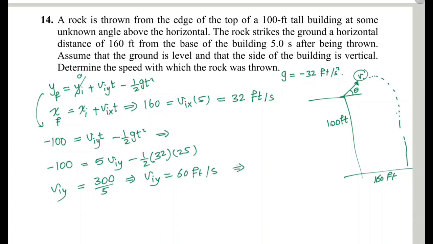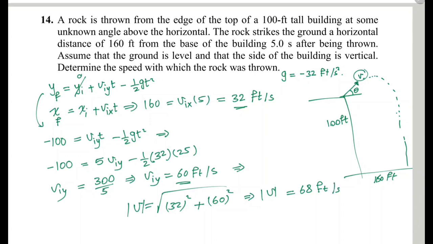So the value or the speed v here is actually equal to the square root of this one square, 32 square, plus this one square, 60 square. In other words, v here equals 68 foot per second.